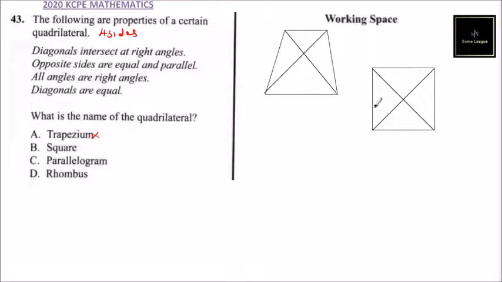Opposite sides are equal. Yes, opposite sides of a square are equal. All angles are right angles. Correct. The angles of a square are right angles. Diagonals are equal. Yes, diagonals are equal. So we can say the square meets all the conditions. But to confirm, we can check with the other shapes, starting with a parallelogram.